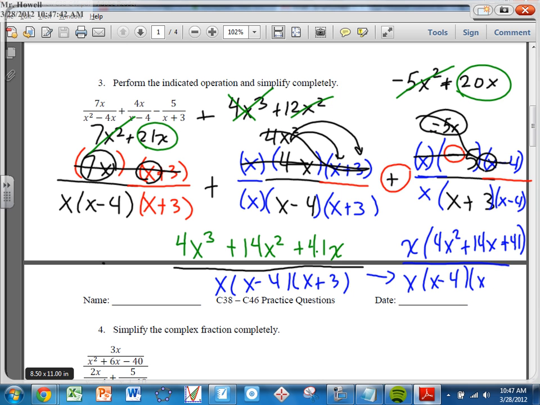Now, Marcus, answer your own question. Why was it important that I took out the X here? Marcus. So, Ebony, help me out. Why did I take out the X on top?